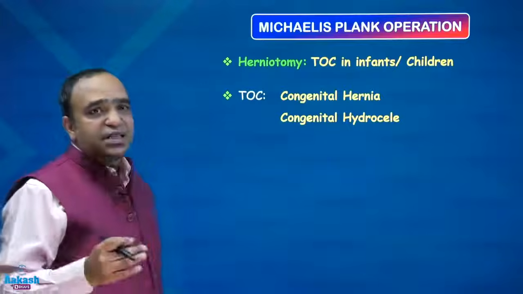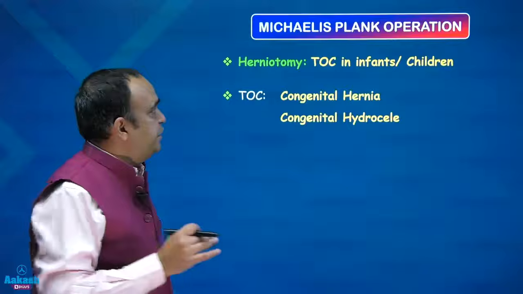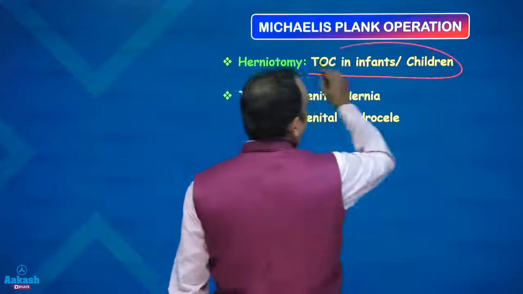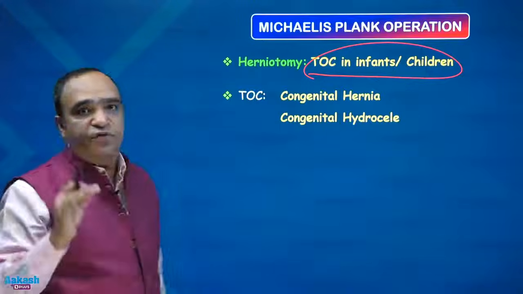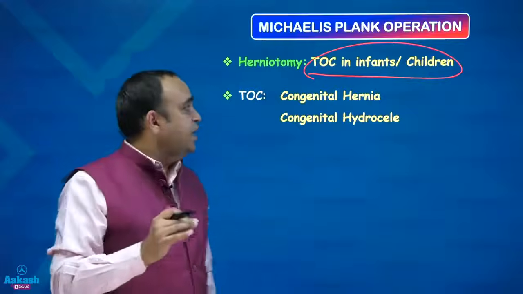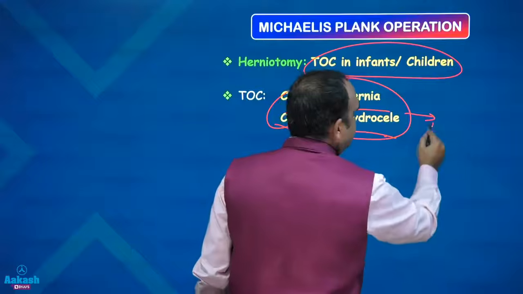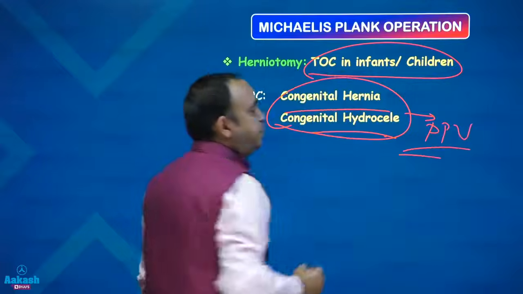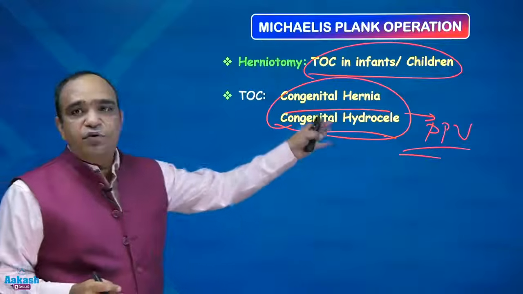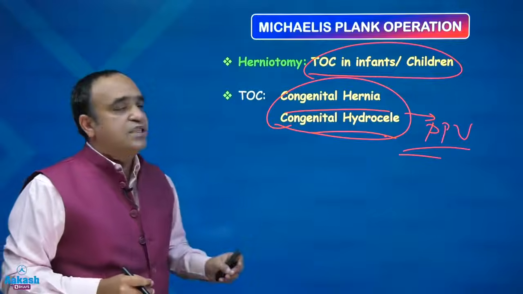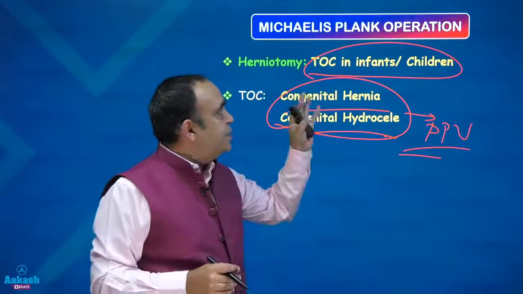Right. Now, what is the significance of herniotomy alone? Very, very important question. It's the treatment of choice in children and infants for congenital inguinal hernia and also congenital hydrocele, because the pathology is the same: persistent patent processus vaginalis. So we have to close it. So the treatment of choice is herniotomy, also known as Mitchell Banks operation.